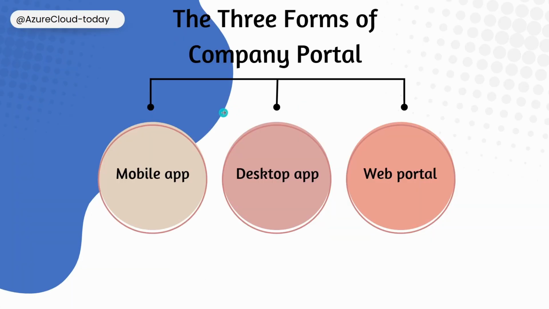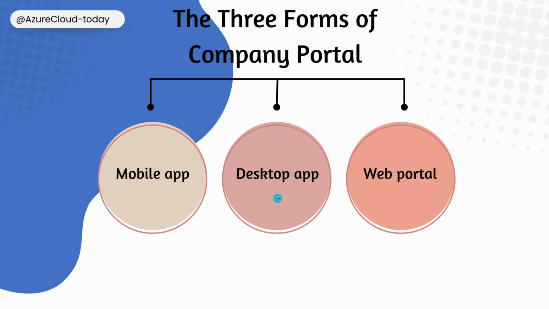The three forms of company portal application. First is the mobile app, second is the desktop app, and third is the web portal. So first you have the mobile app. This is our company portal application that the user would download from the App Store if they are using an iOS device or from the Play Store if they are using an Android device. This is one of the applications that the end user interacts with on a day-to-day basis.